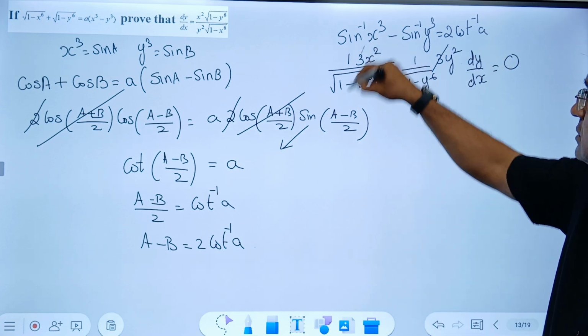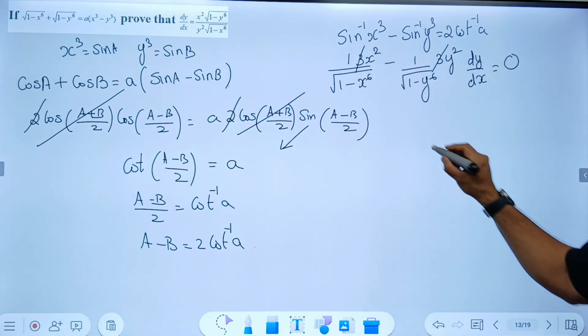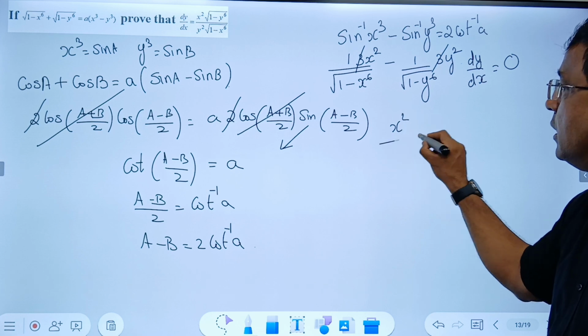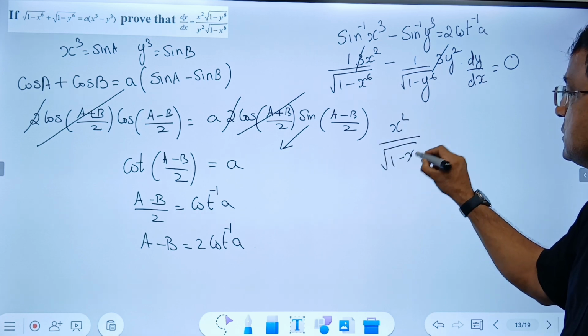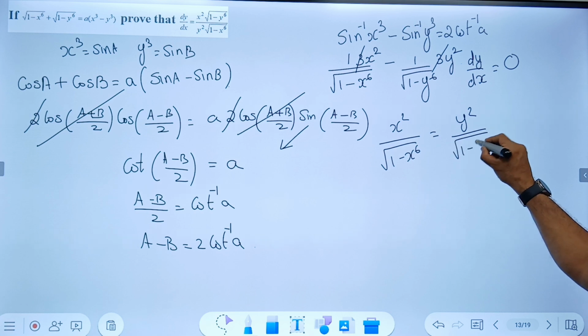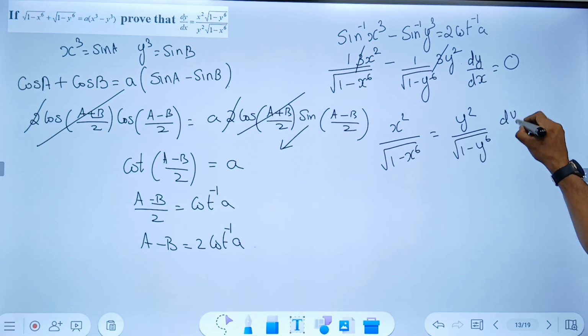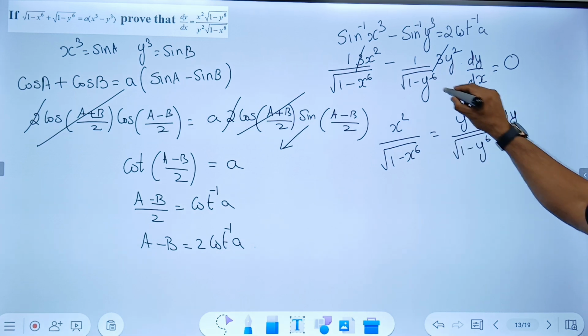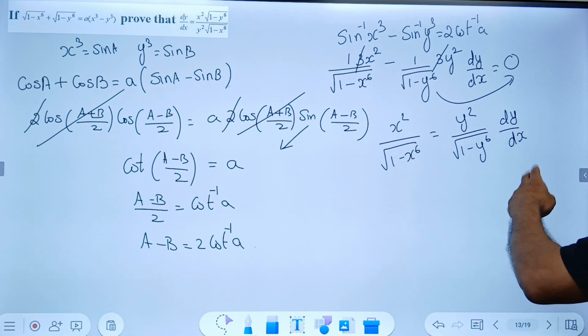So 3 can be cancelled. So what do you get? X square divided by root of 1 minus x power 6 is equal to y square divided by root of 1 minus y power 6 into dy by dx. I took this term to the other side. Now from this you can cross multiply.